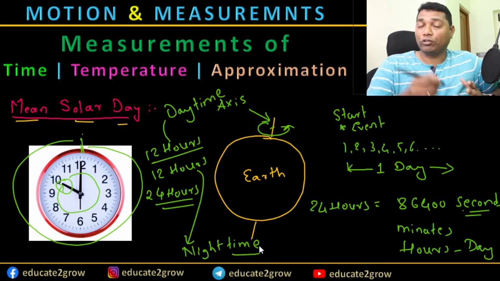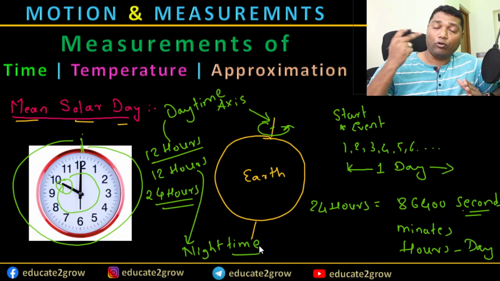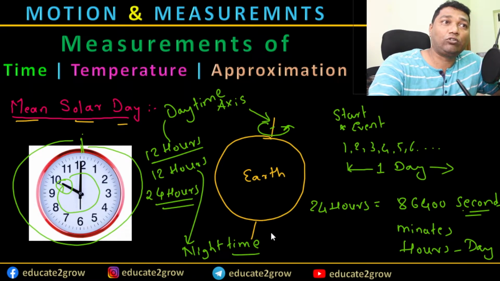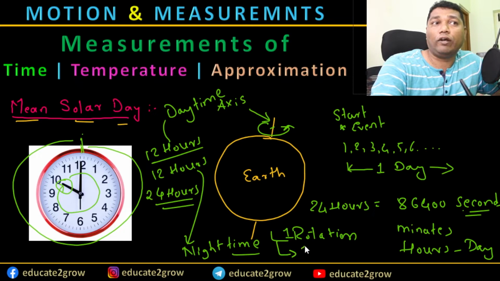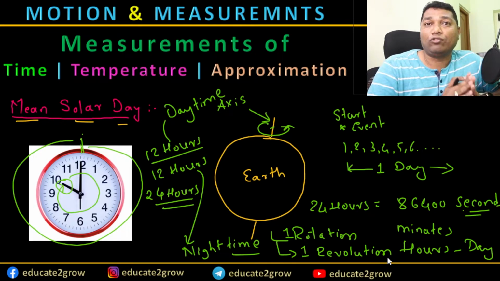So combining together day and night, the Earth completely rotates on its own axis to complete one revolution. I would say it is called one rotation. Also, I would call it one revolution. So this is how it is. This is called one complete mean solar day.